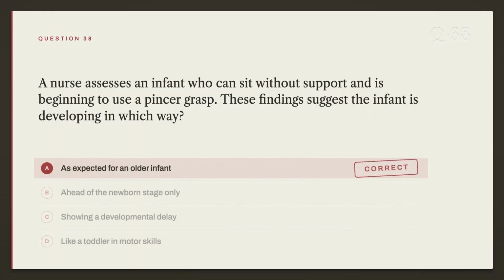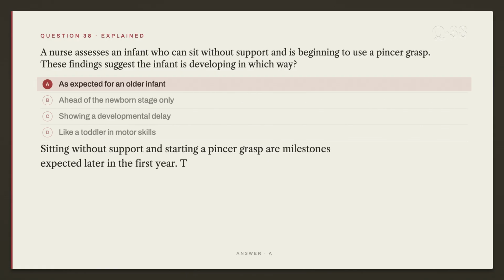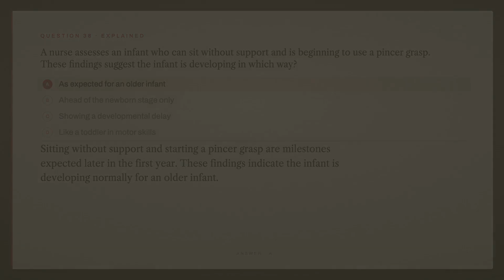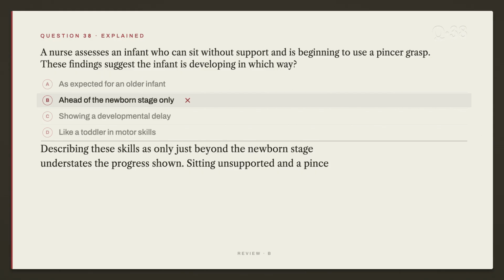The correct answer is A, as expected for an older infant. A is correct because sitting without support and starting a pincer grasp are milestones expected later in the first year. These findings indicate the infant is developing normally for an older infant. B is wrong because describing these skills as only just beyond the newborn stage understates the progress shown. Sitting unsupported and a pincer grasp are well beyond newborn reflexes and abilities.